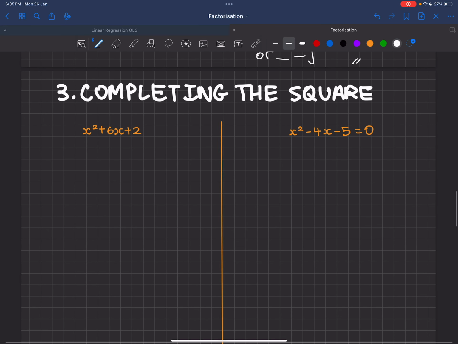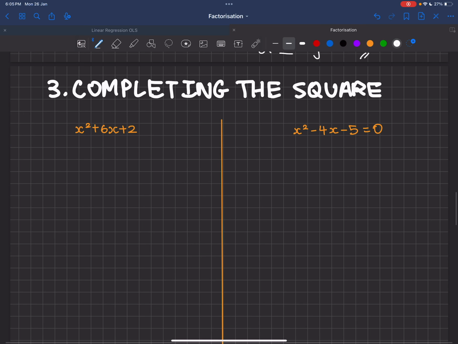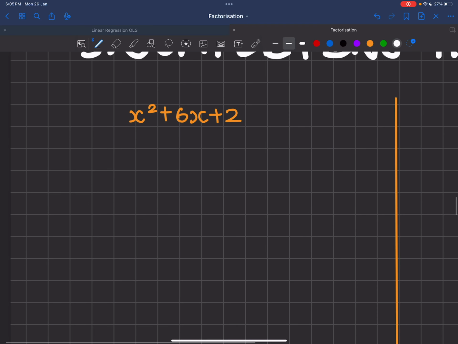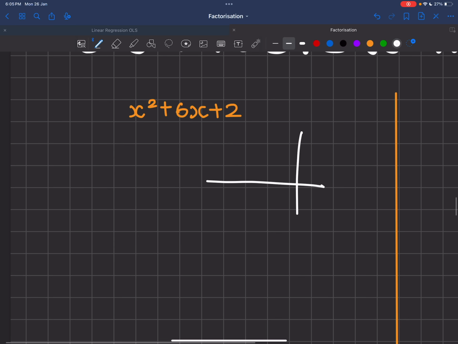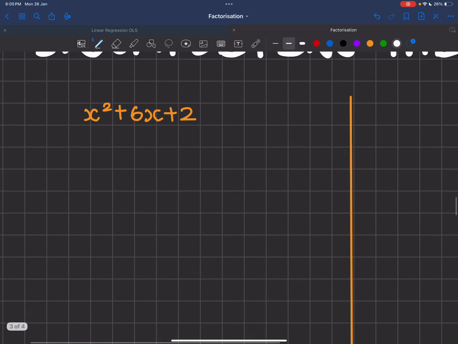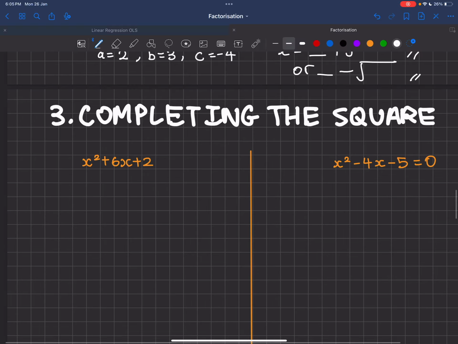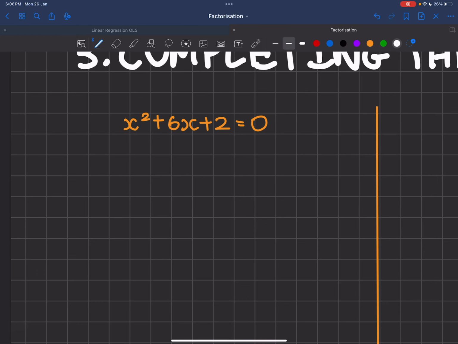Now for our final method, completing the square. This one people get confused a bit, but I will walk you through simply. So we have x squared plus 6x plus 2. If you were to try factorization, you would not get the answer once again. So we have to do another method called completing the square. Or if the question asks you to, you have to do it. We first look at x and 6. Then we take it out. X plus 3.